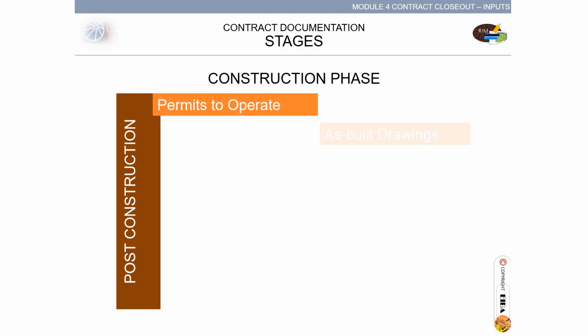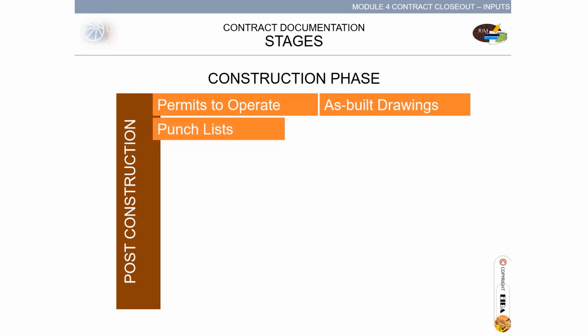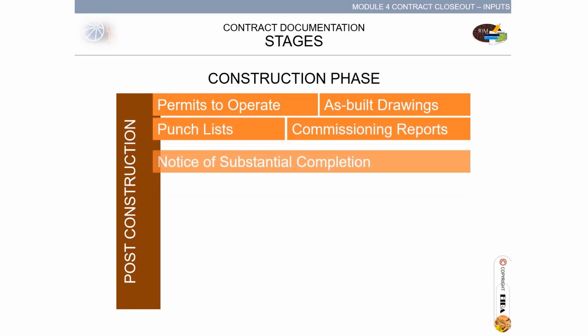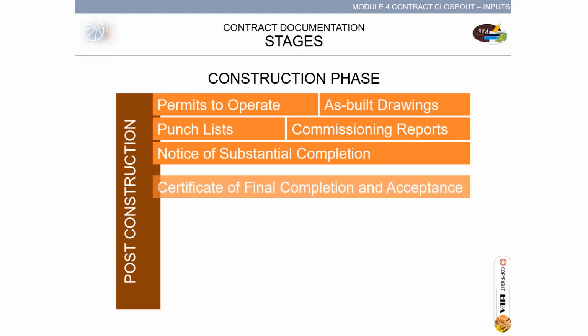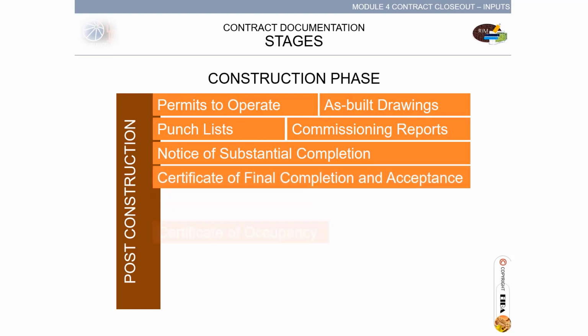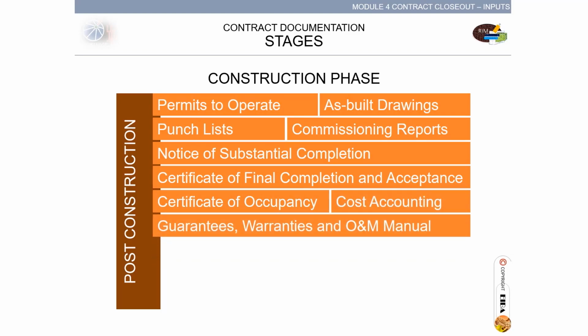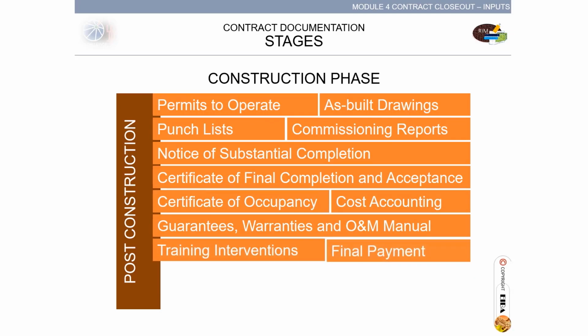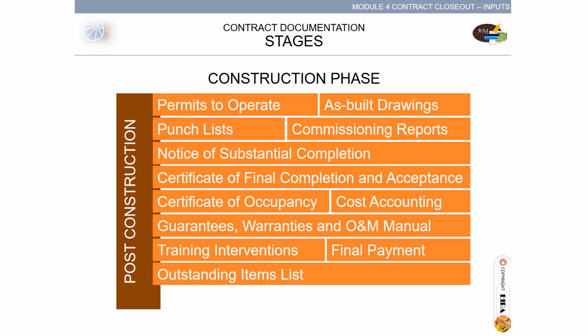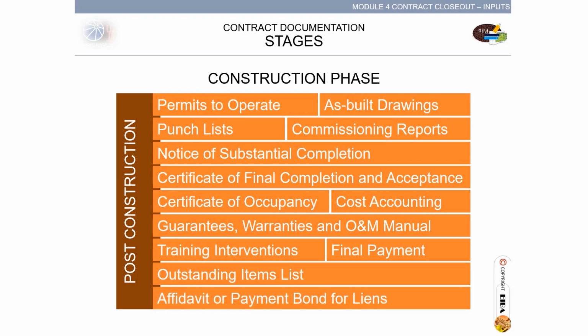Permit to operate, as-built drawings, punch lists, commissioning reports, notice of substantial completion, certificate of final completion and acceptance, certificate of occupancy, cost accounting, guarantees, warranties, and operation and maintenance manuals, training interventions, final payments, outstanding items list, and affidavit or payment bond for liens. All of the documents I have mentioned are the records and information that the project produces, and if not properly managed, will impact the contract.